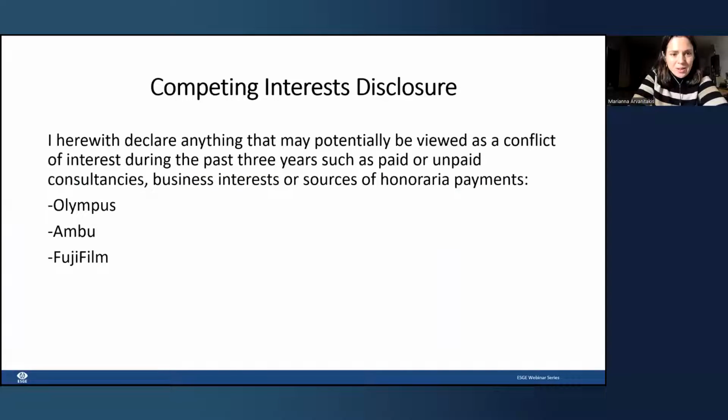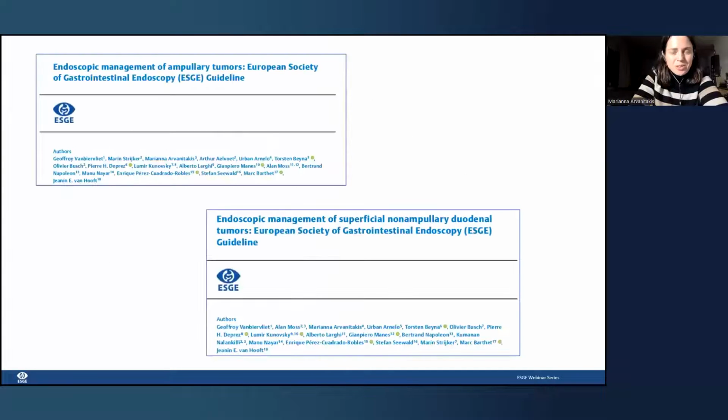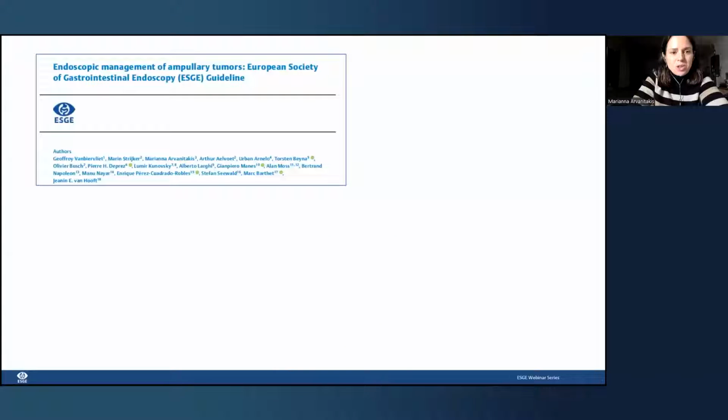So I had the privilege of being part of the guidelines with this fantastic team and experts, and I really learned a lot with these guidelines. So we split it. We did ampullary tumors and non-ampullary duodenal tumors. And so I'll start with the major recommendations from both parts.